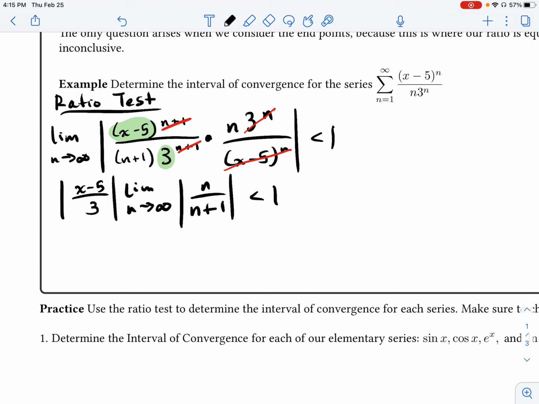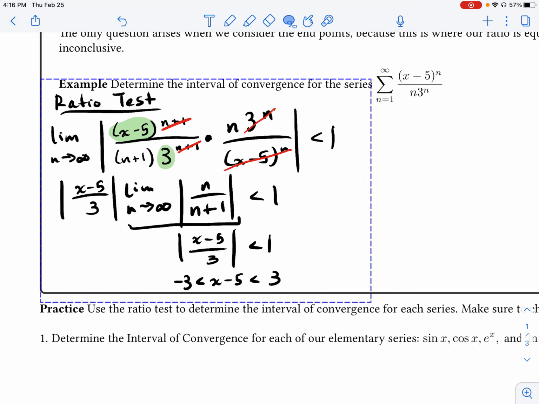Well, if that ratio between terms is less than 1, the ratio test says that this series converges. So for what values of x is this true? That's the larger picture of what we're doing here. Well, let's take a look at this limit. What is that limit? That's equal to 1. So I can just write the absolute value of x minus 5 over 3 less than 1. Well, from here, let's clean this up a little bit. We can write this then as the absolute value of x minus 5 is less than 3, which is equivalent to writing the following compound inequality.